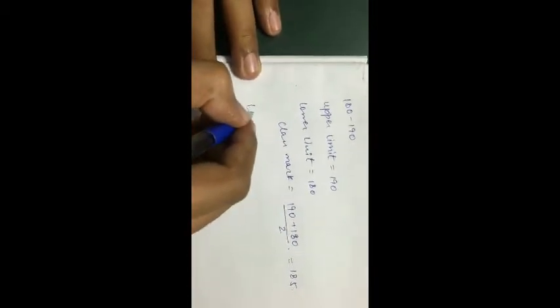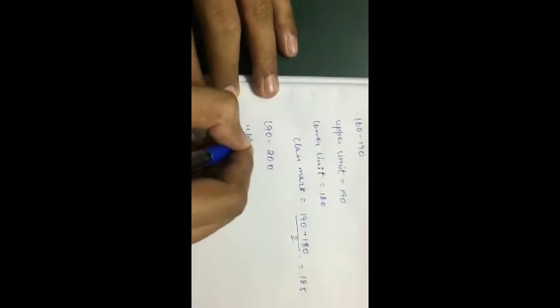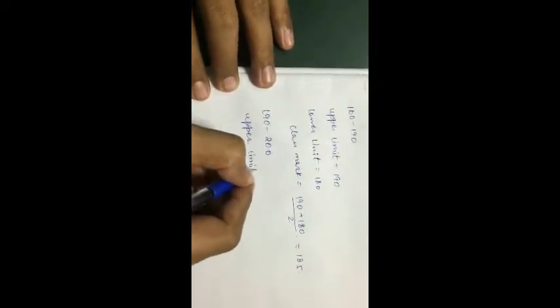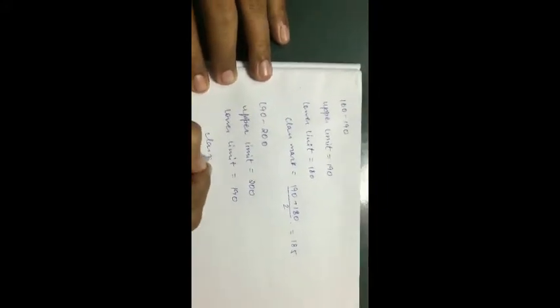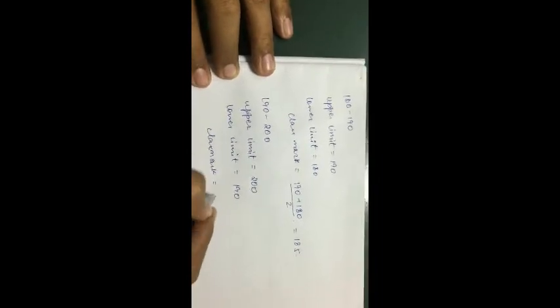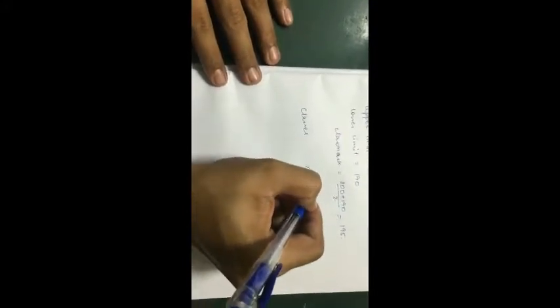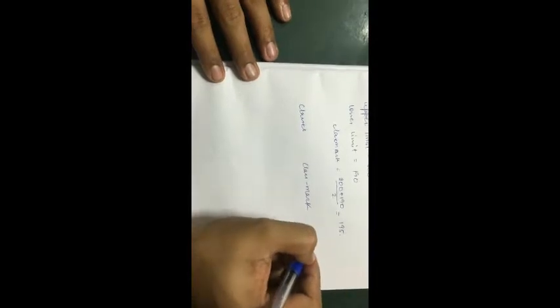And the last range given is 190 to 200. For this, the upper limit is 200, the lower limit is 190, and the class mark will be 200 plus 190 divided by 2, that is 195. So after calculating the class mark, we'll draw a similar table, that is classes, which is the range given, then the class mark for the graph purpose, and the frequency, which is already given in the table. So it will look like this.